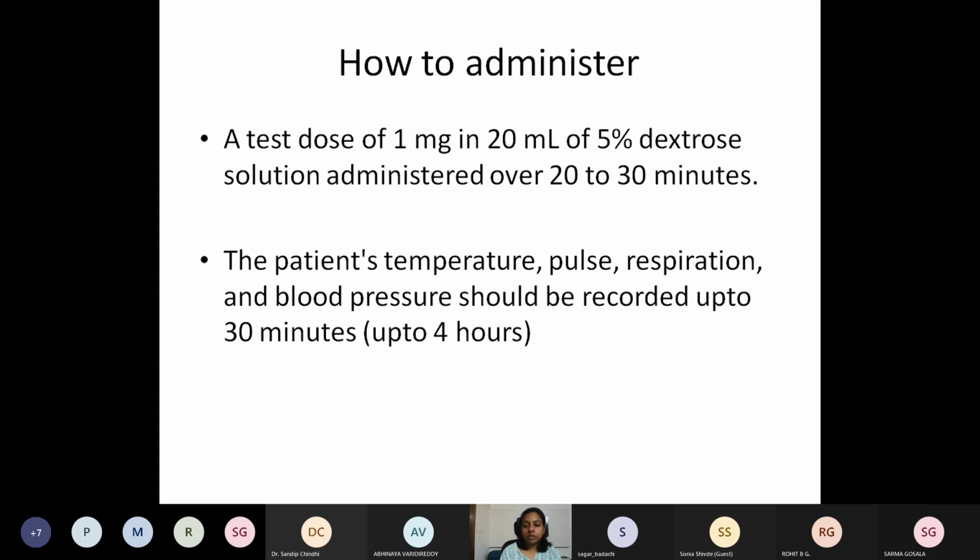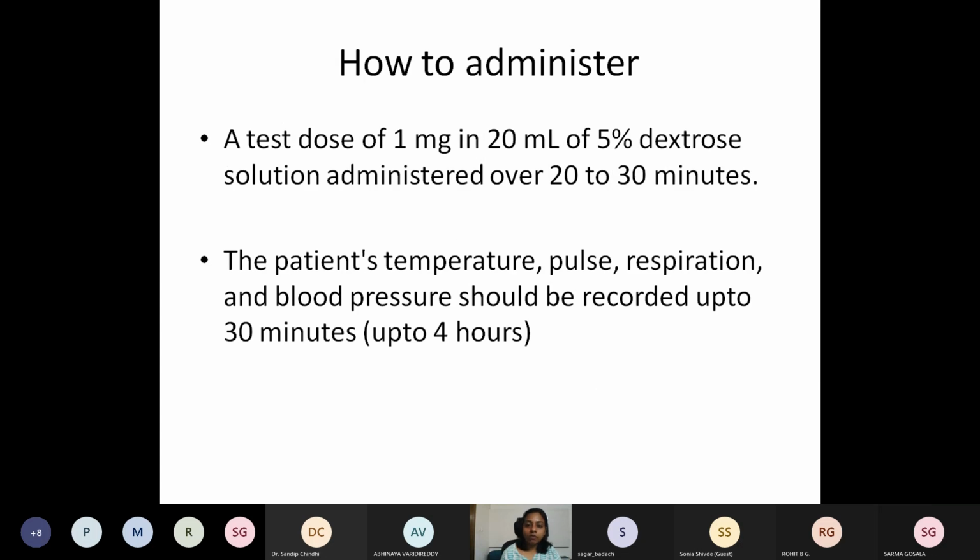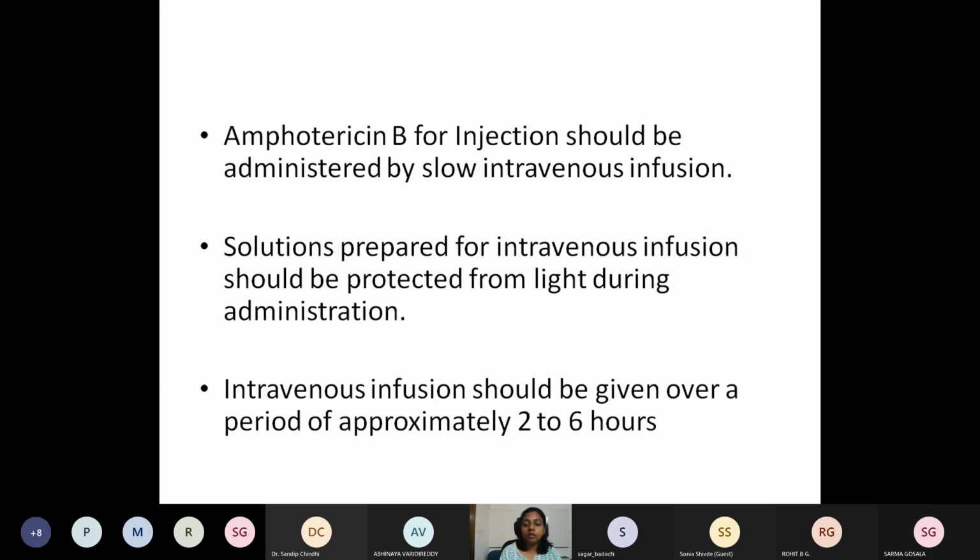So watch for the patient's temperature, pulse, respiratory rate, and blood pressure, and it should be recorded up to 30 minutes. Now, initial studies said that you have to even record it up to 4 hours. In case the patient does not have any infusion reaction, then you can start the full dose of amphotericin B.